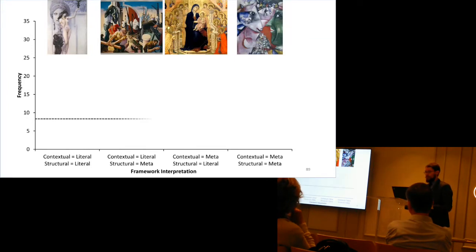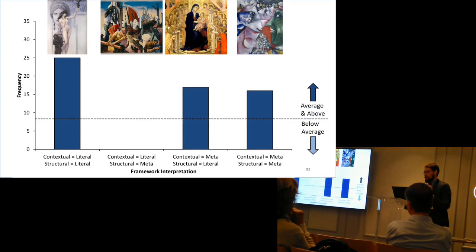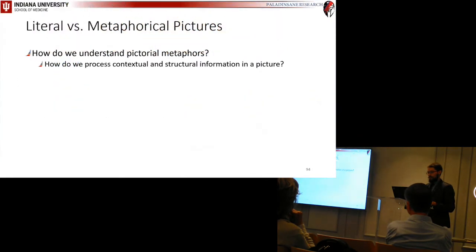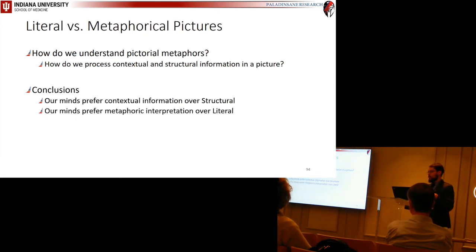So what we did from there was a cumulative Poisson distribution to indicate preference, artistic preference and occurrence being average or above or below. What we found was that using concordant contextual and structural information to cue a literal interpretation was preferred, as was concordant contextual and structural metaphorical information. Contextual metaphorical and structural literal information was also a preferred combination, but surprisingly, contextual literal information and structural metaphorical information was highly unpreferred. So, from that, we were able to conclude that our minds prefer contextual information over structural information, and that our minds prefer metaphorical interpretations over literal.